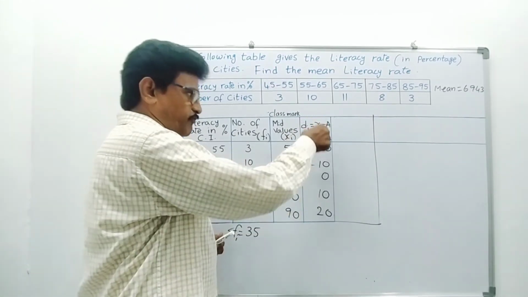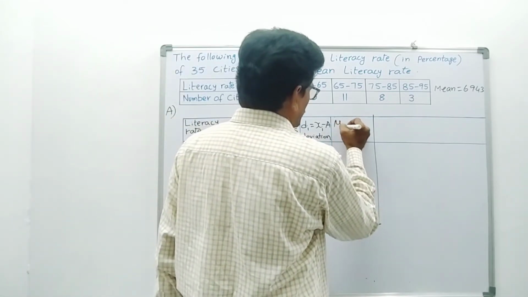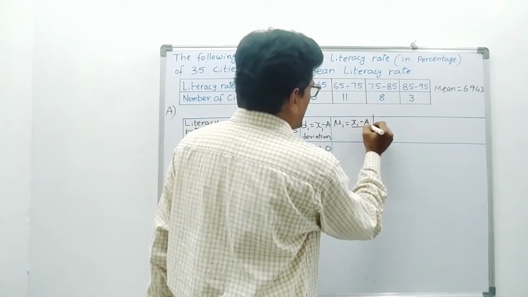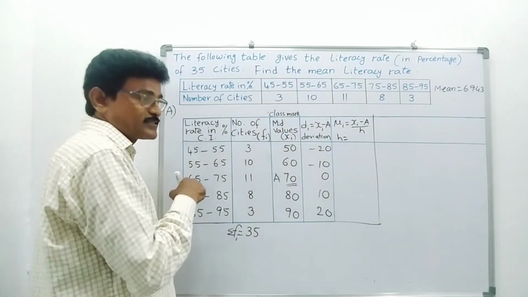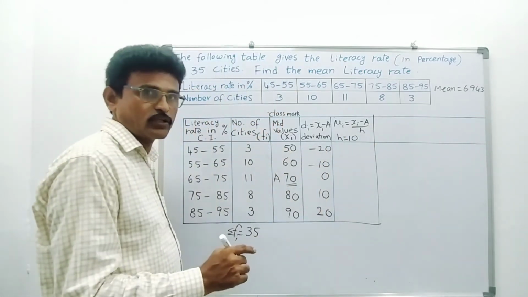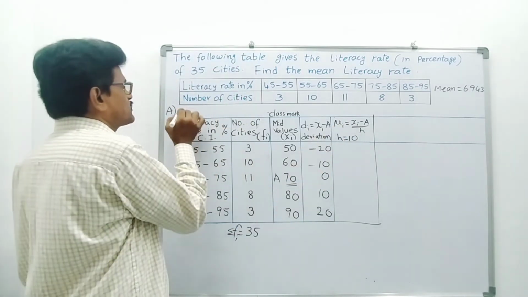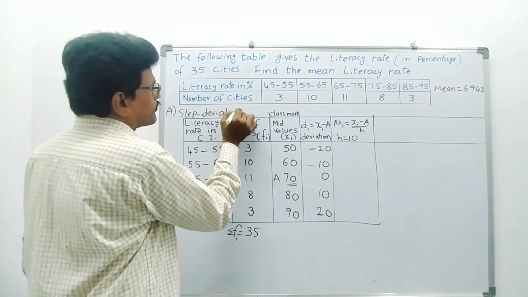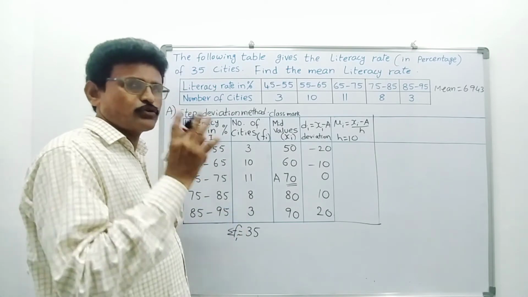See students, after finding the deviation di values, now we have to find ui. What is ui? Xi minus a by h. What is h here? H is class size. It is 10. We know the xi minus a values, these are the di values. By h we have to divide. Very simple, this one. This is the step deviation method. Students, for any high values, suppose very huge values they can give.